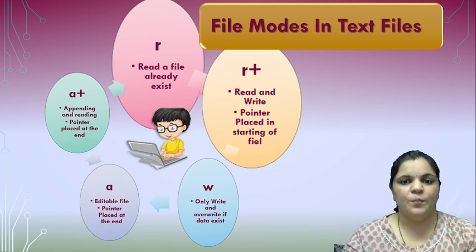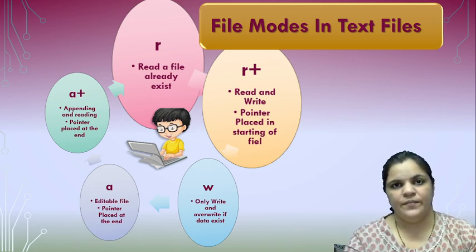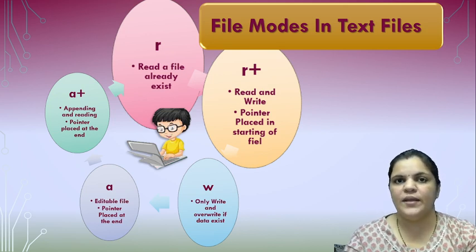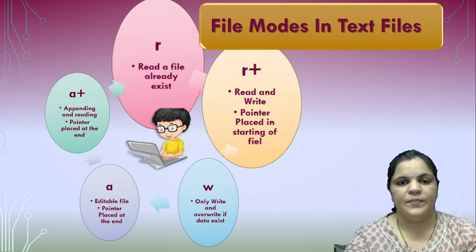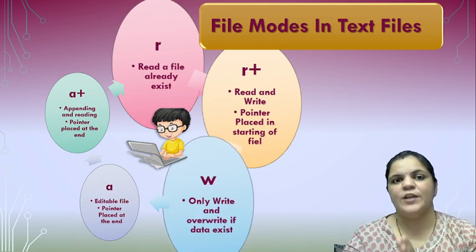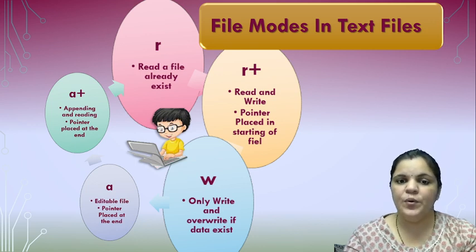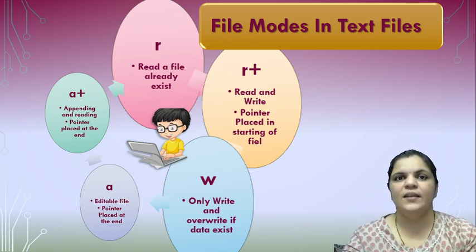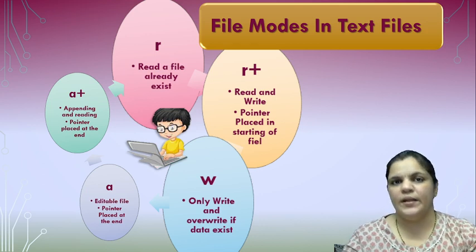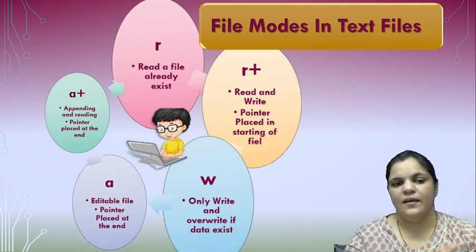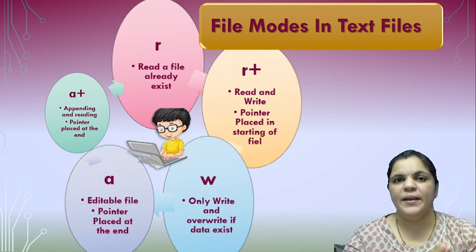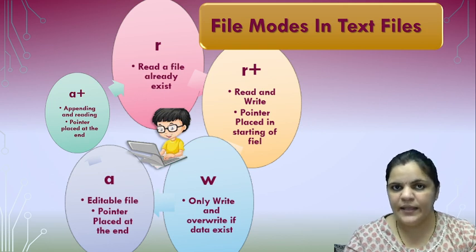But here the pointer is placed at the start of the file, right? So at the start you can write your data. Then comes W, only write operation. No reading is allowed, only writing is allowed, and if the file already exists, then the data will be overwritten. Then comes A, which means an appendable file. You can append the data as per your requirement, and here the pointer is at the end.